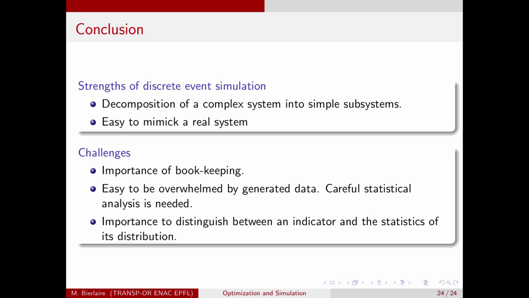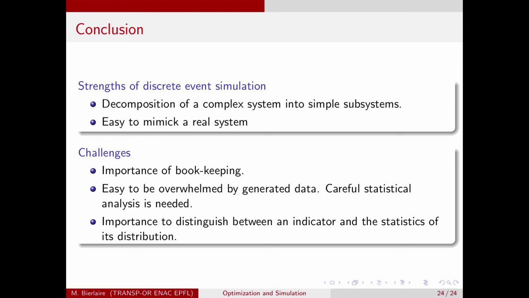It's really easy to be overwhelmed by the data that are generated by the simulator. You can potentially generate a lot of information, and therefore a careful statistical analysis is needed. I emphasized the importance of distinguishing between an indicator, this capital Z, and the statistics associated with its distribution. Remember, an indicator can already be a mean, or a max, or a variance, or whatever, within the simulator for one draw. Still, it is distributed, and therefore we can calculate statistics of this distribution.